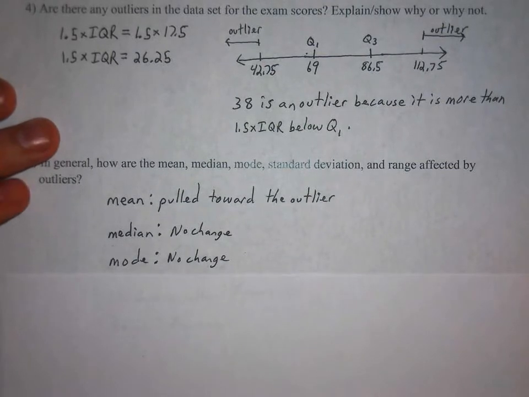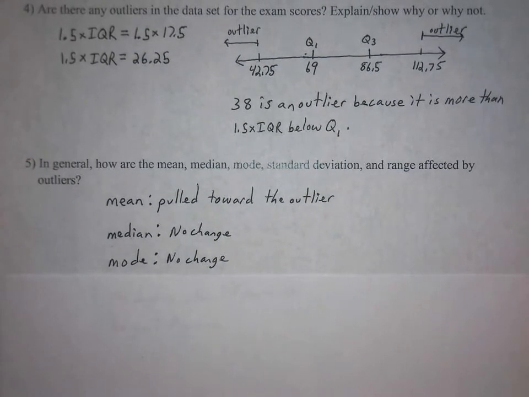Okay, the mode. Well, an outlier will not change the mode because the idea behind an outlier is you're not going to have more than one be an extreme value, I should say be the same extreme value.